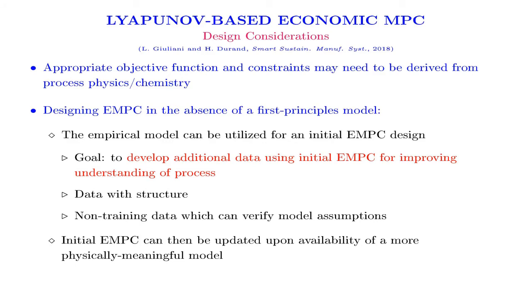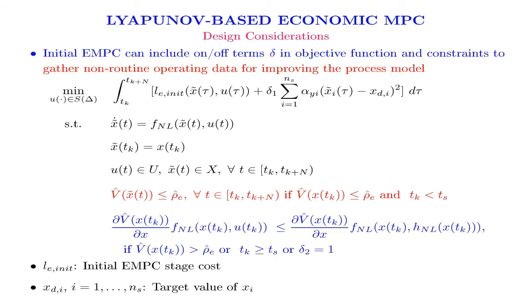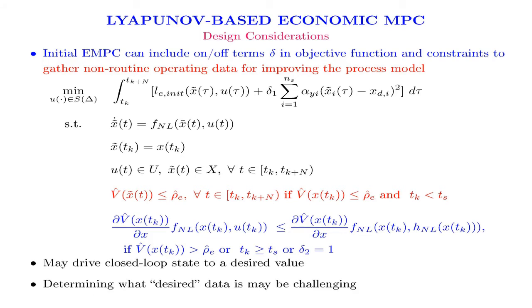And after this information is collected, the model used by the EMPC can be updated to a more physically meaningful model. That initial EMPC formulation can include, for example, on and off terms delta in the objective function and constraints to gather non-routine operating data for improving the process model. In this case, the controller could drive the closed-loop state to a desired information xd. However, determining what the desired data is may be challenging.